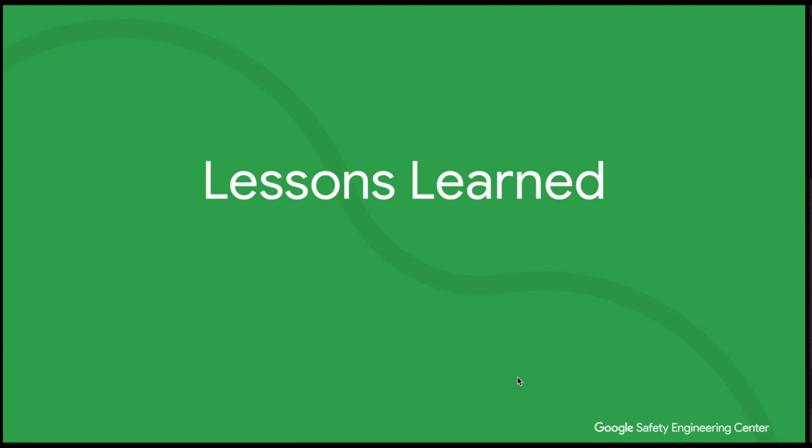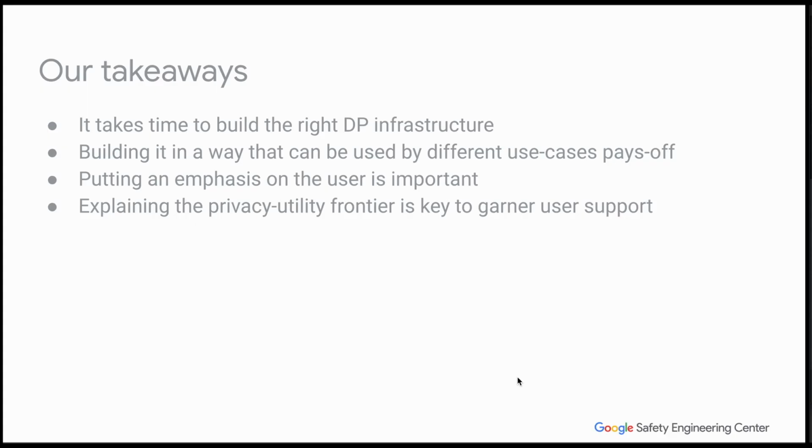Finally, in terms of lessons learned, it really takes a lot of time to build the right DP infrastructure. There are many layers and there are many unknowns that we found out were super important. Building it in a way that can be used by different use cases really pays off. I showed you examples about mobility that we've published, but there are also other use cases that are internal to Google that have been extremely powerful.